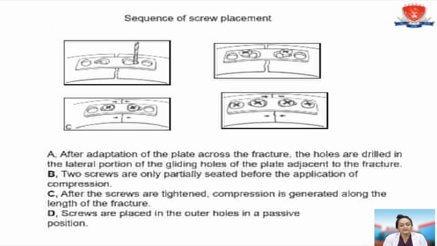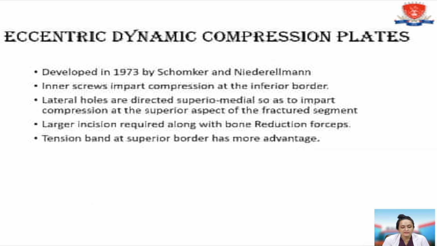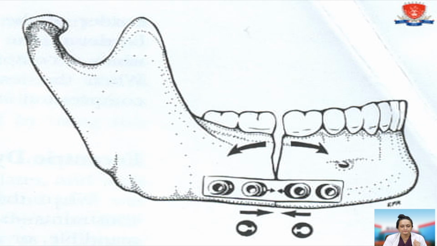Then there are eccentric dynamic compression plates where there are 2 screws, inner screws and outer screws. The inner screws impart compression at the inferior border, and the outer screws impart compression at the superior border. This is how it is done.